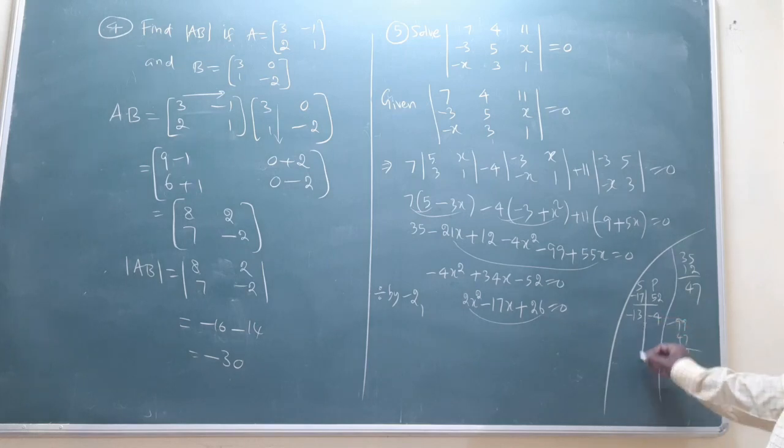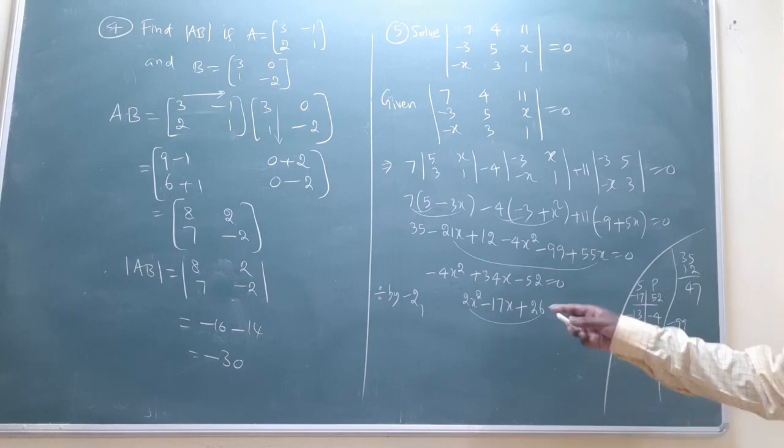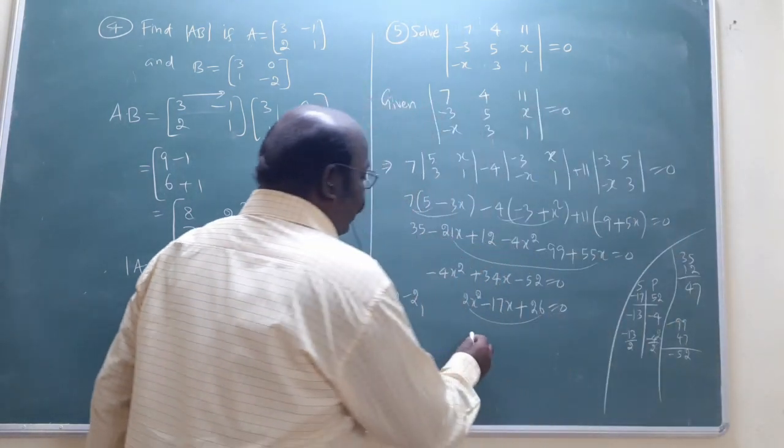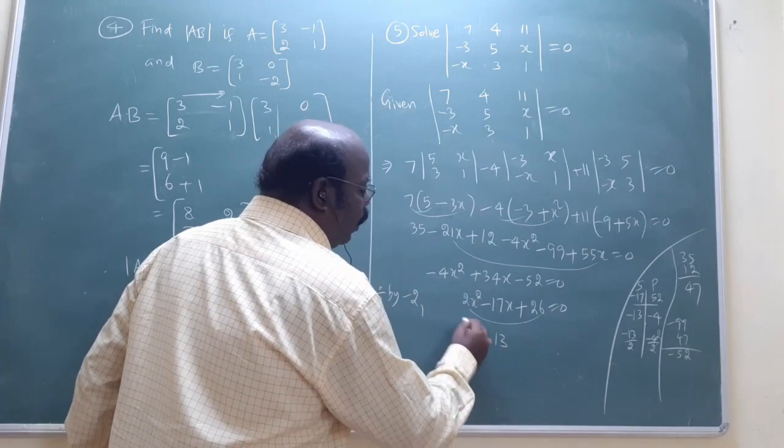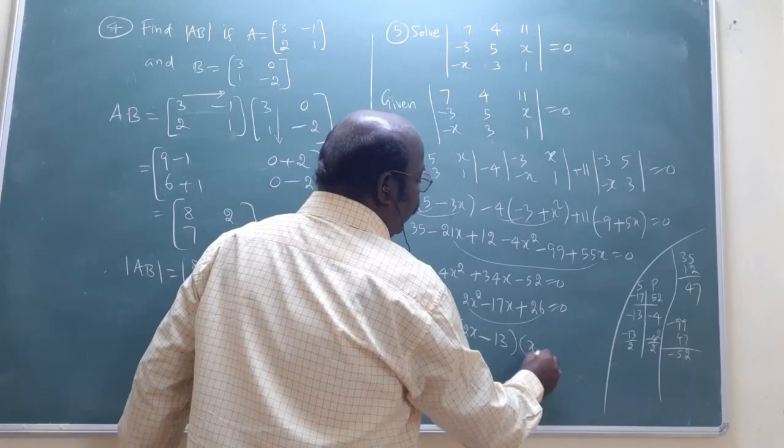And also in front of x square, 2 is there. After guessing the value, divide by 2. So minus 13 by 2. Here minus 2 by 2. Okay? Cancel. Therefore, your equation is actually x minus 13 by 2, and the last one is 2x minus 2. Last one is what? x minus 2.